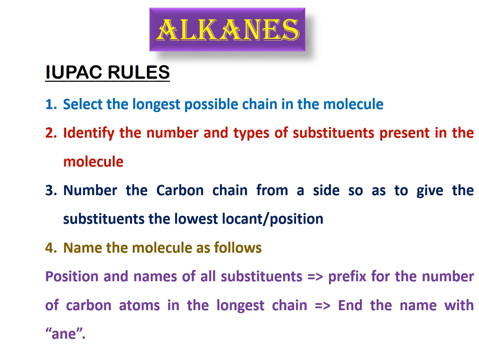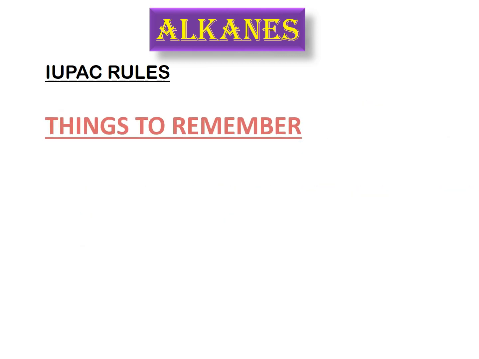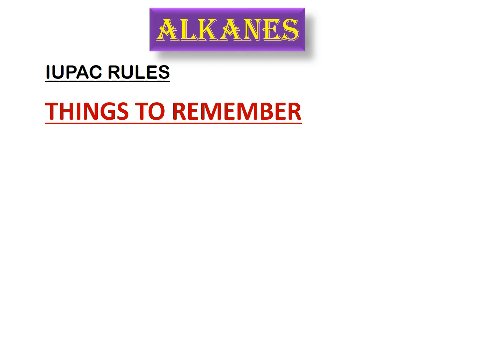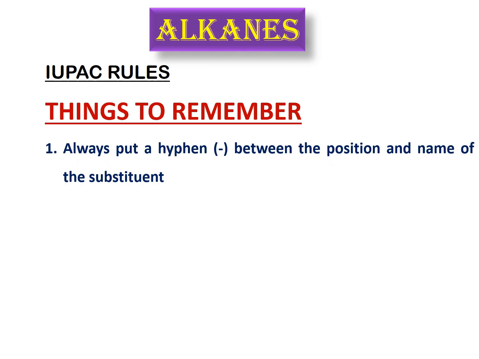The parent name comes at the very end, and that you can see in other functional groups when we will be discussing in this series later on. So let's see what other things you need to remember when you name the alkane molecules. So you always have to put a hyphen between the position and the name of the substituent. So first you have to write the position of a substituent followed by the name of that substituent, and both the position and the name of the substituent will be separated by a hyphen.